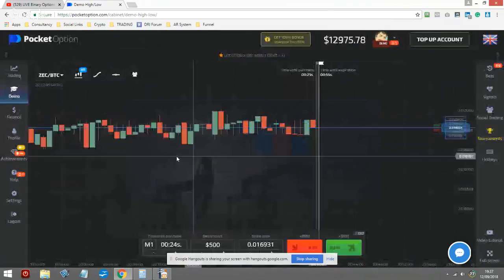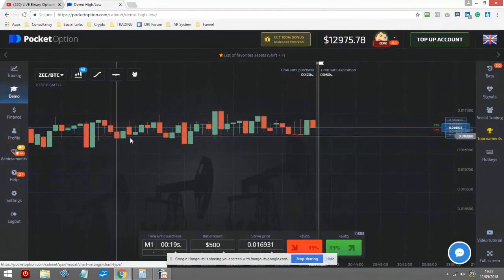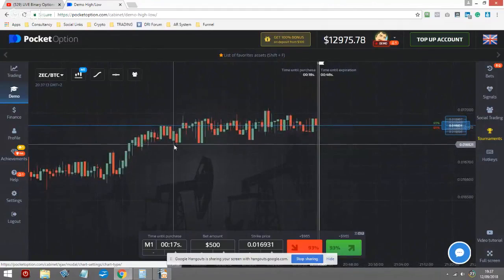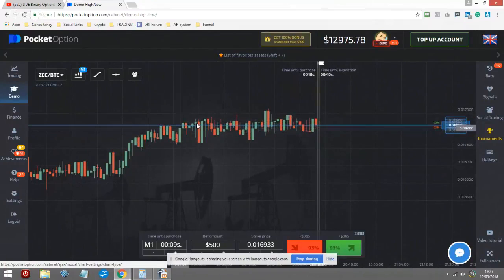Now you can already notice why I've come to ZEC BTC. See that flat line? Okay, we like that flat line. We may have missed the opportunity, but we like the flat line. We're now going to go to our indicator. So we click on this, I don't know what you would call it, squirrely line. So we'll click on that box.